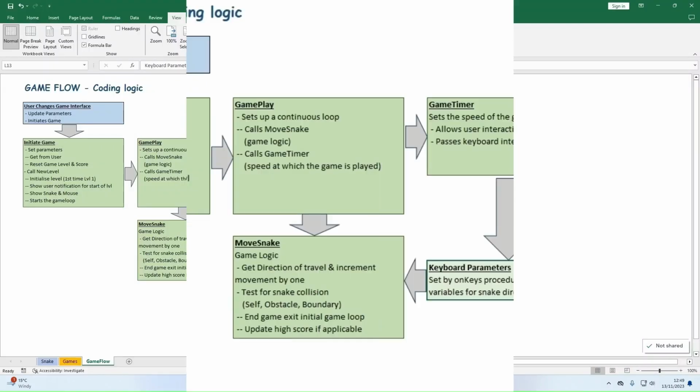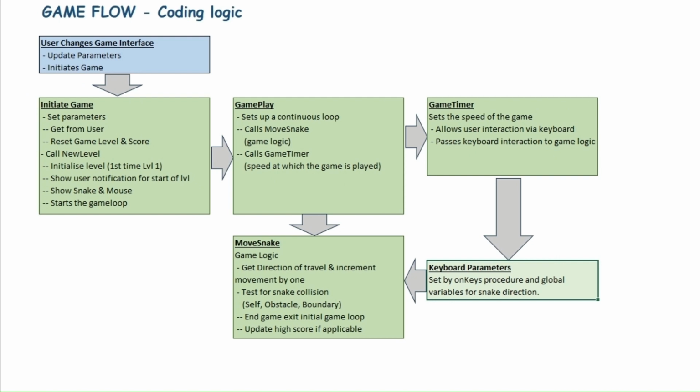Game design flow. This is the flow of logic within the code and how the game has been set up. The user interface has parameters for speed, acceleration, and growth, as we saw previously. These parameters are used when the game is initiated via the new game button. The initiate game process sets the parameters. It gets those parameters changed by the user. It also resets the game level and score, 1 and 0 respectively. It also calls a new level subprocedure.